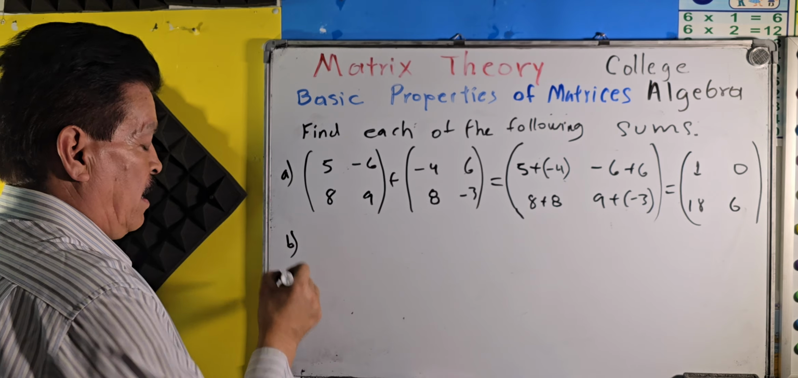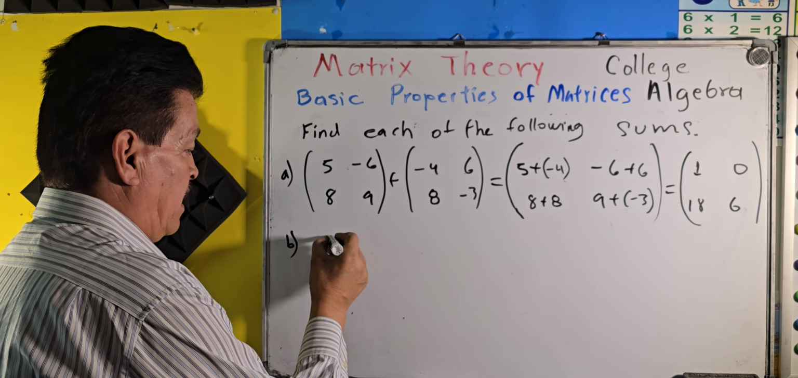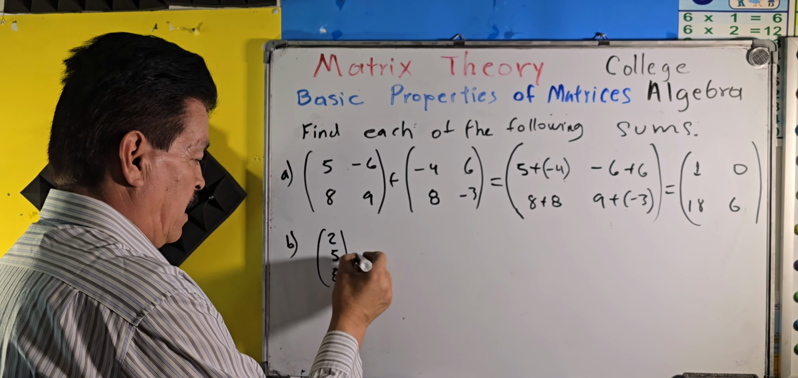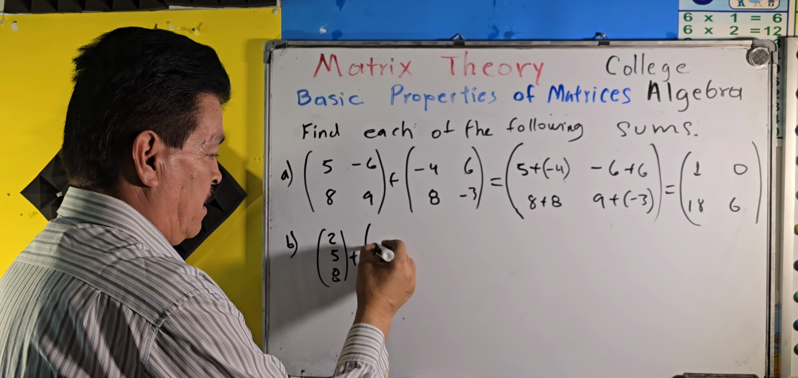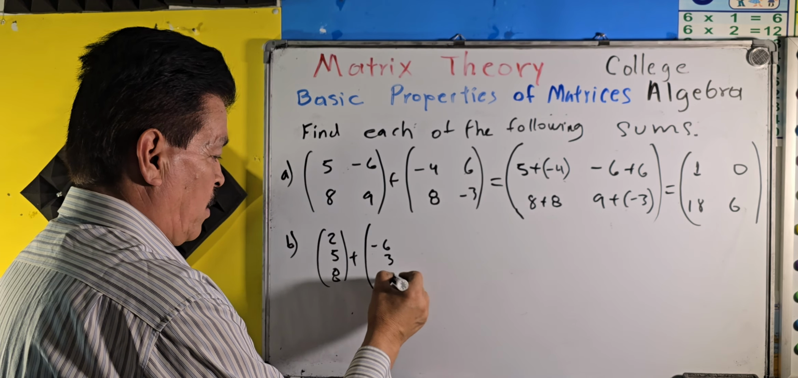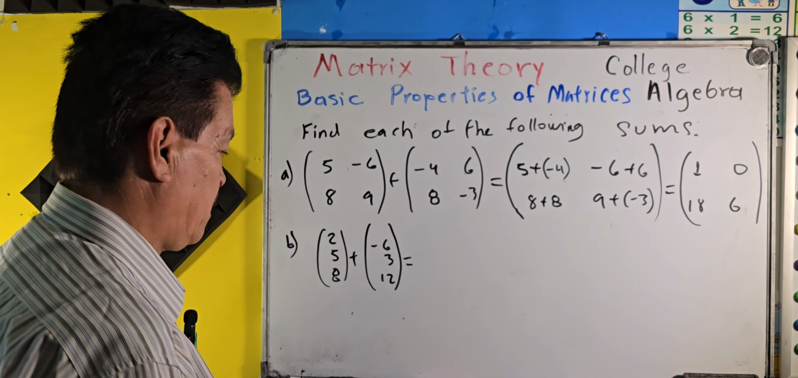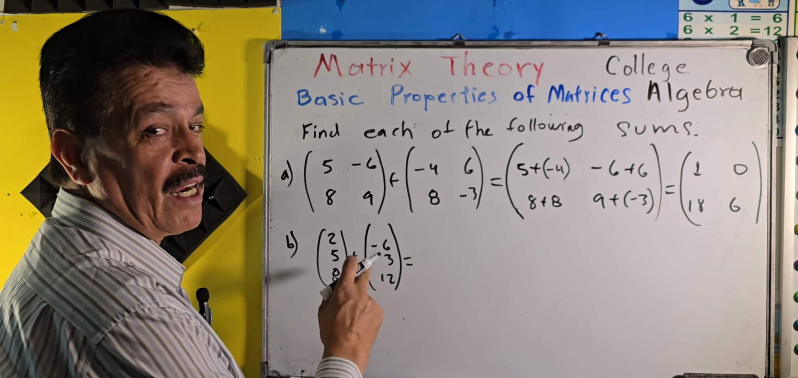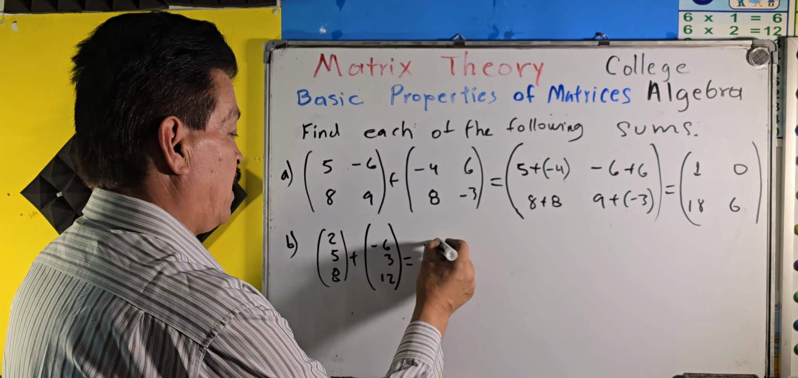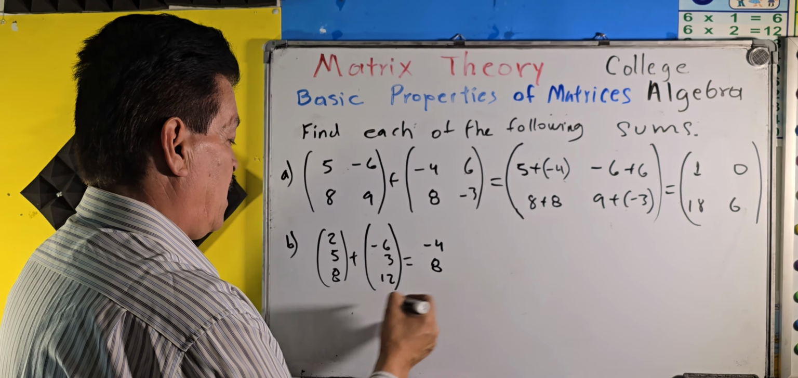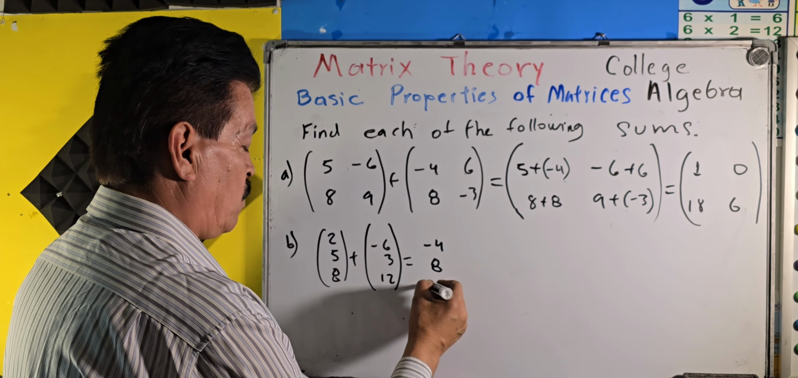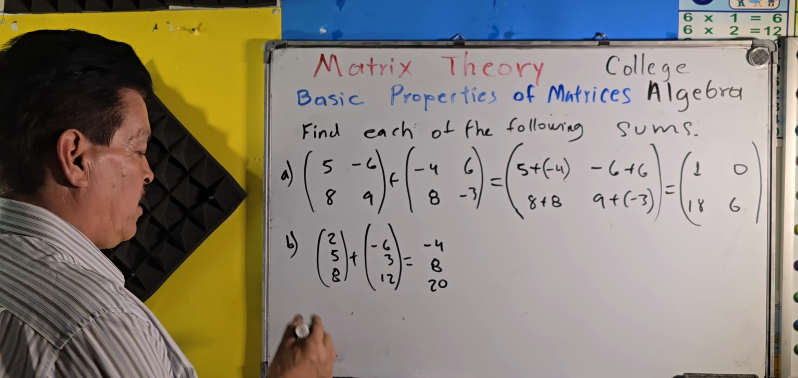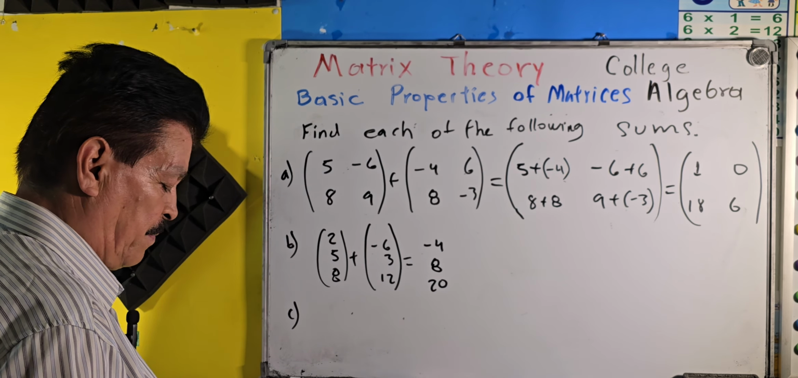Let me write another problem. Let's add this matrix, 5 and 8, with -6, 3, and 12. This is very easy, right? The first one is straight right here. We will have -4, we have 8, and then 12 plus 8 is 20. That's the answer.